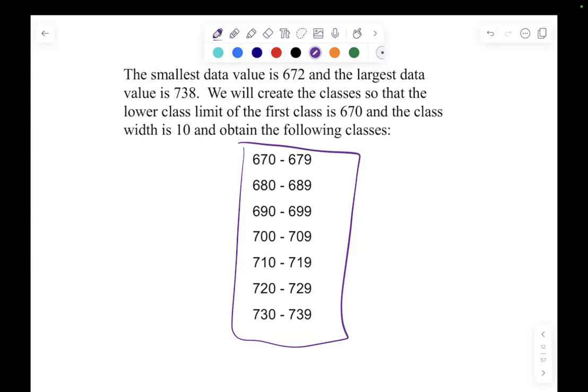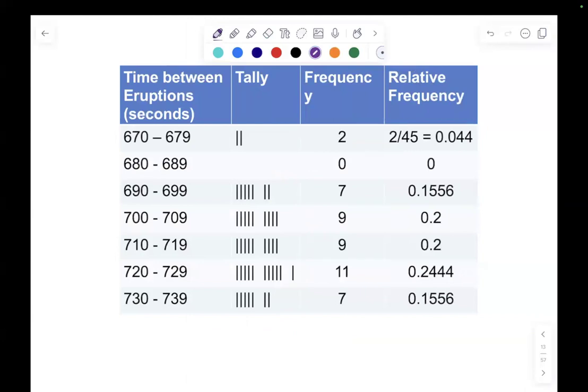So here's the class width I did. I did a 10 class width, and so I just created my bins. This bottom one contains the 738, so that's my last one. And this one up here contains the lowest value of 672. So I just created all my bins. I have 1, 2, 3, 4, 5, 6, 7. I have 7 of them. Good number. That's between 5 and 12. That's beautiful.